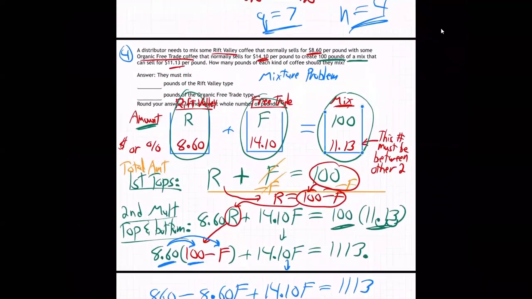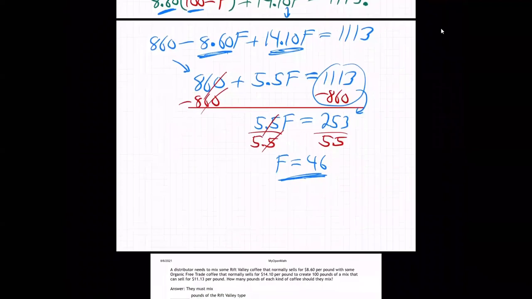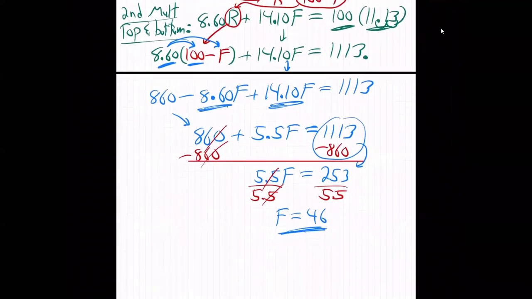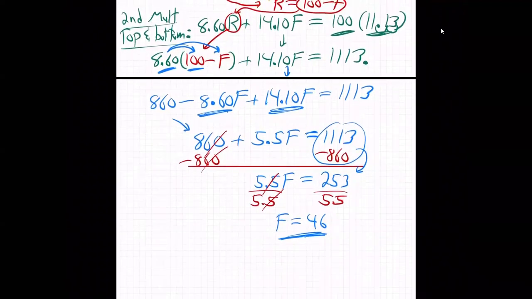So I come up here and put that answer in right there. 46 pounds of the free trade. That's why it's nice if you have, instead of using X and Y, I'm using F and T. I know what it is right away. F is free trade coffee. 46 pounds of free trade coffee.